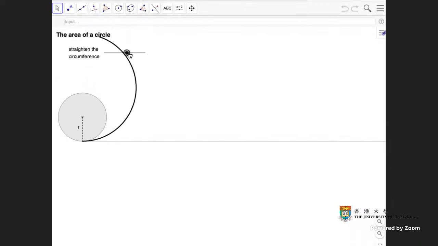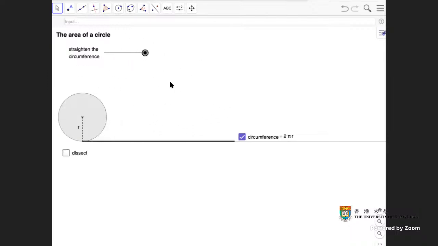Okay, and you can straighten it. That means to turn it into a straight line, which should have the same length as the original circumference, which is equal to 2 pi r. I suppose you understand that this is the circumference of the circle, which is the length around the circle. And now we're going to explore the area of this circle.